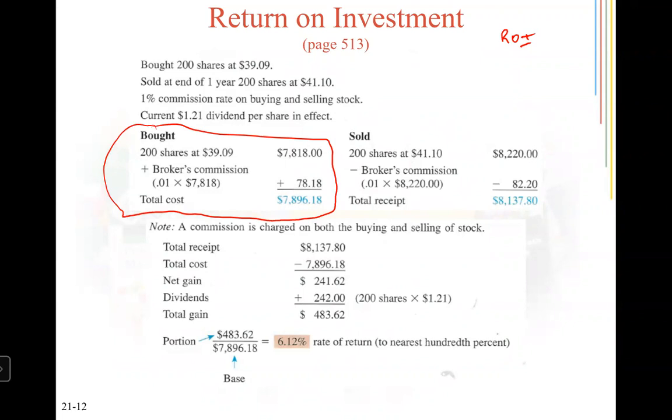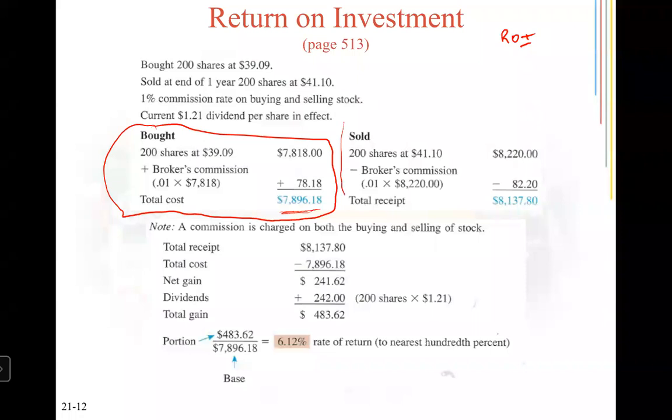So altogether, the cost of that is $7,818. But they have to pay the stockbroker commission of 1%. So you find 1% of that, which is $78.18. And since you have to pay that to the broker, that's going to be added to the cost of the shares. So that's how they got that $7,896. So the total amount they had to pay was $7,896.